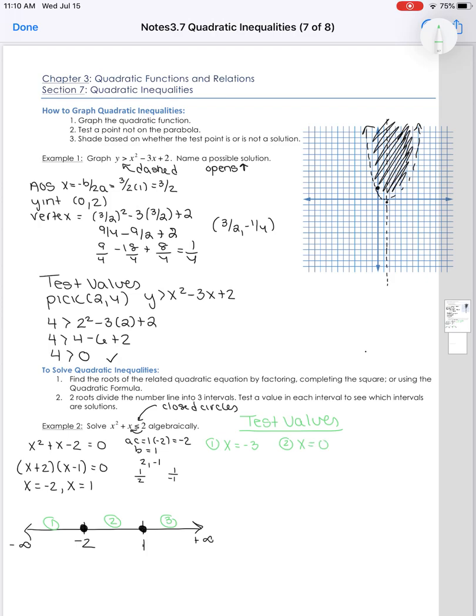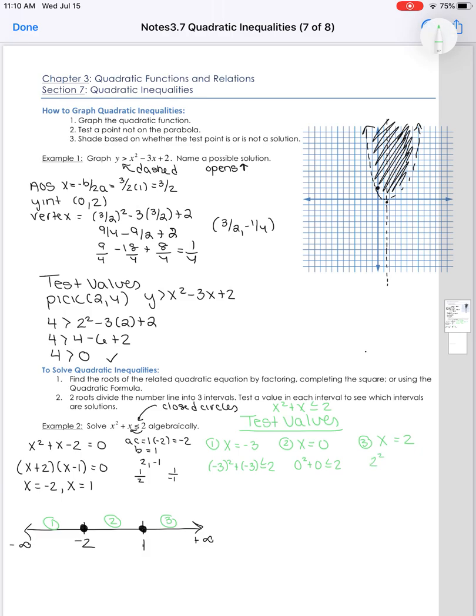And what I'm going to do is test my values in each of those regions. So I'm going to pick -3 in Region 1, 0 in Region 2, and then 2 in Region 3. And I'm going to type those in.